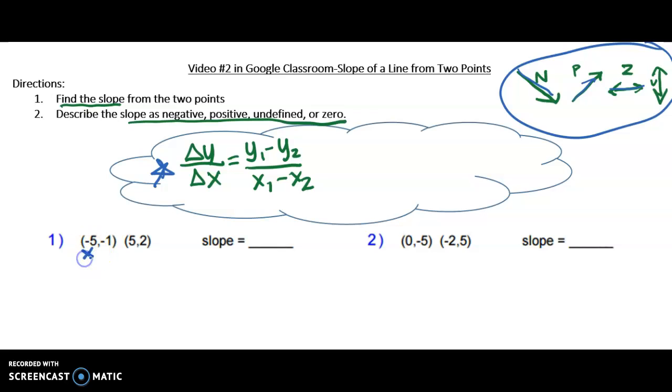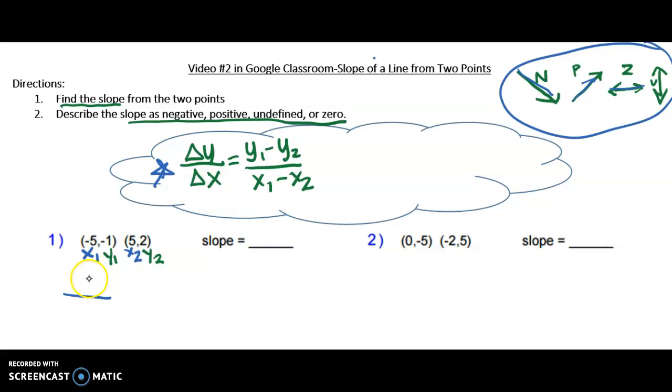So I'm first going to label my x's. I have x1 here, and then I have x2 over here. So when I am doing this formula, those are going to both be on the bottom. And then I have my y1 here, and I have my y2 here. So those are my two y coordinates that will go on top.